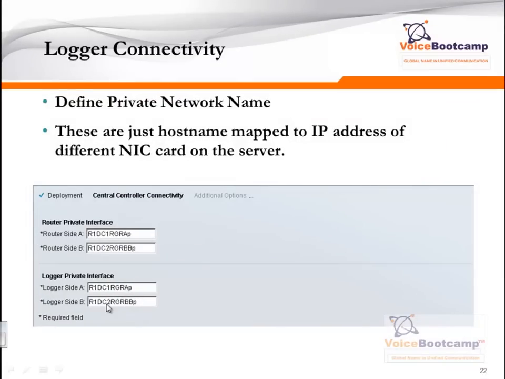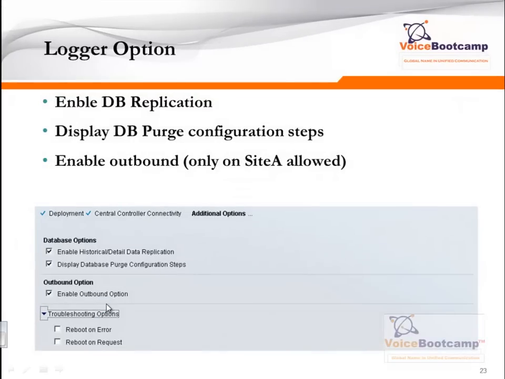Now here you define the private interface for both loggers to communicate with each other, along with the router interfaces as well. You can enable DB replication and purge configuration setups. The DB purge configuration step allows you to change some of the timers or parameters for DB purging. If you are going to enable outbound, make sure you select this, and this option can only be enabled on site A router. Now I keep saying site, it is actually site. Now again, troubleshooting option, reboot error, reboot on request. Make sure you uncheck those options.